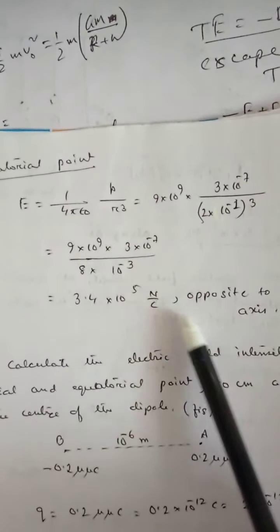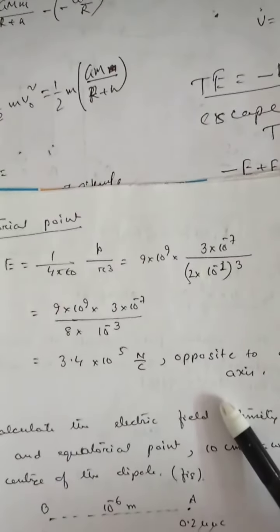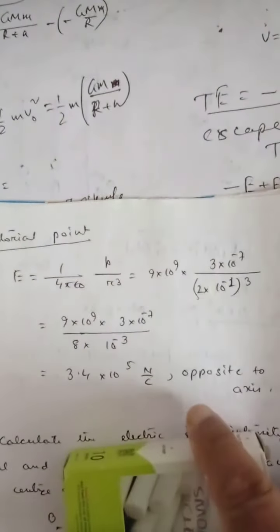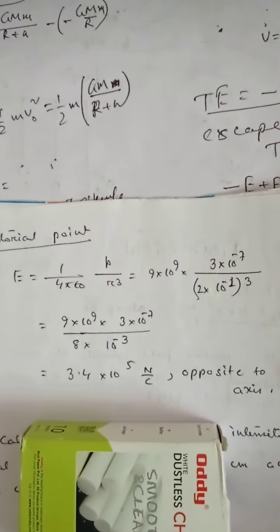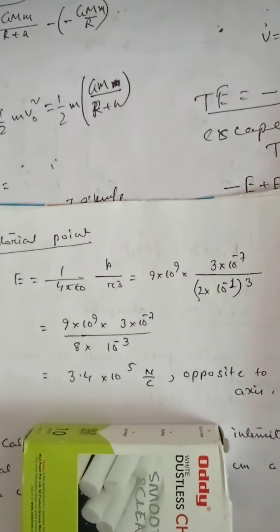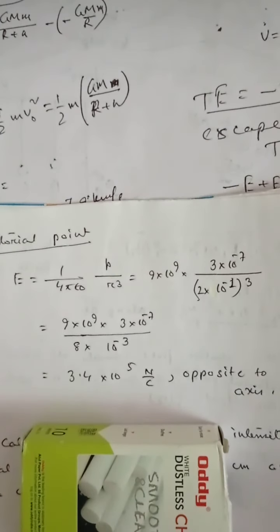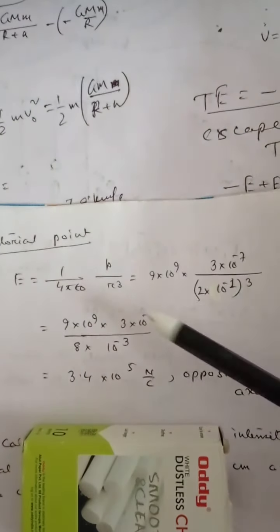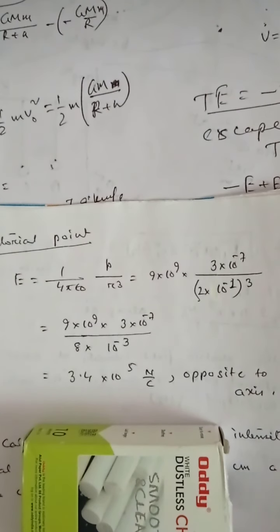Newton per coulomb. And what is the direction? The direction of electric field intensity at equatorial point is opposite to the dipole moment. So in axial point, direction of electric field intensity is along the direction of dipole moment, and at equatorial point, it is opposite to the direction of dipole moment.